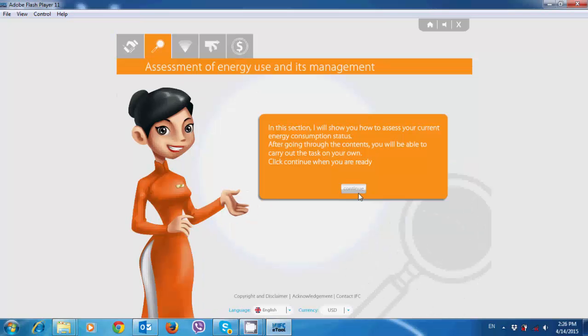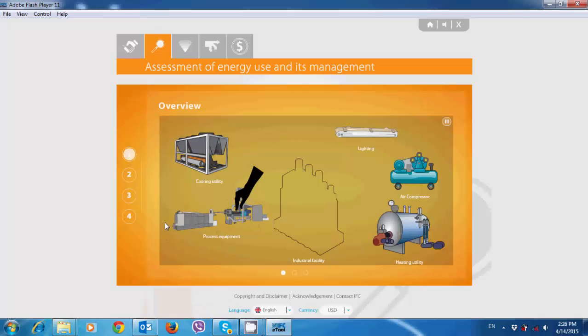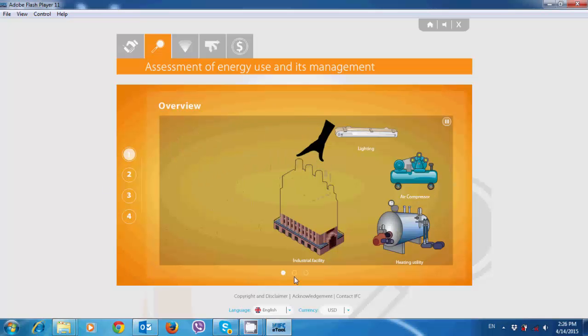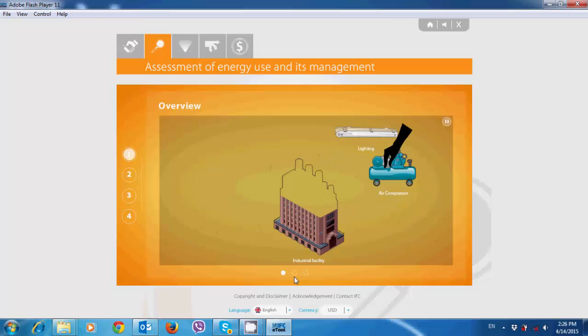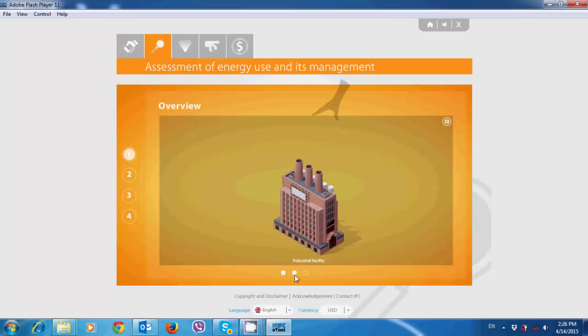This section introduces ways to benchmark the performance of your facility's energy use by gathering and analyzing relevant data pertaining to energy use and the industrial production. A typical industrial facility may comprise various energy systems and services, such as the process equipment, cooling and heating utilities, compressed air, and lighting. However, depending on the industrial activity, some may require more or fewer types of systems and services than others.